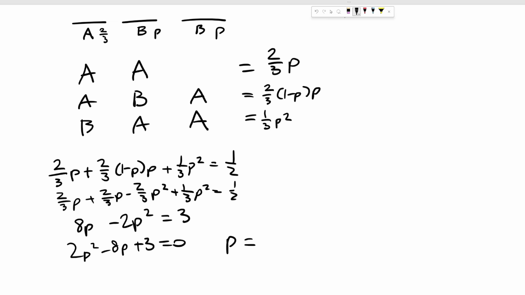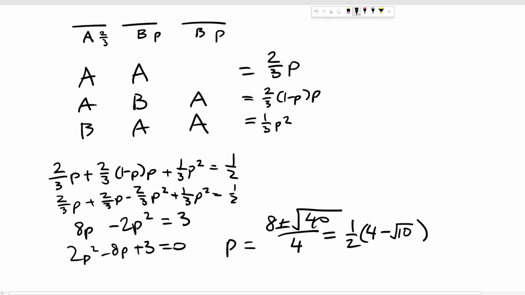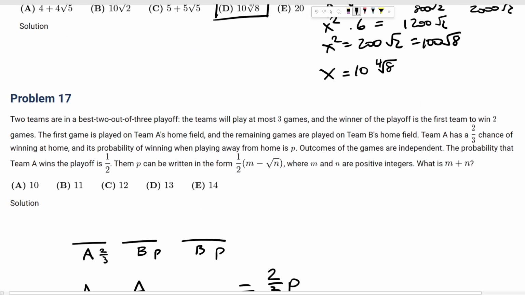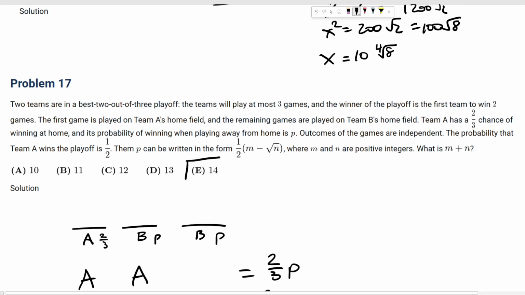So P, now we can use the quadratic formula, equals 8 plus or minus the square root of 64 minus 24, which is 40, divided by 2 times 2, which is 4. And this is equal to 1/2 times 4 minus the square root of 10, because it can't be plus, because probabilities have to be between 0 and 1. And now, if we look back at the question, we're looking for m plus n, which is going to be 4 plus 10, which is 14, because it was 1/2 times (4 minus root 10).